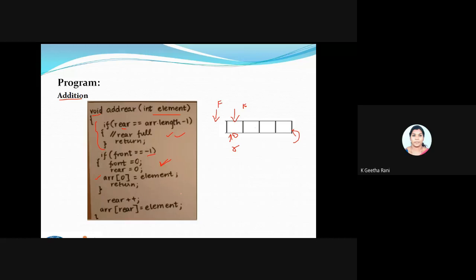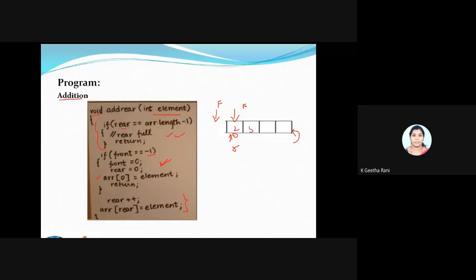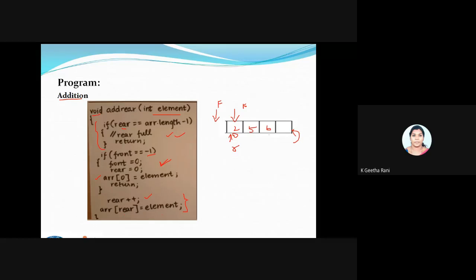Okay, now the third point is nothing but, assume I'm going to have some 256, so many elements are there. Okay, now I need to add it. So what I will do, I'll just increment the rear pointer, and to the particular rear index I'll put the element. Okay, so now the rear will be here.